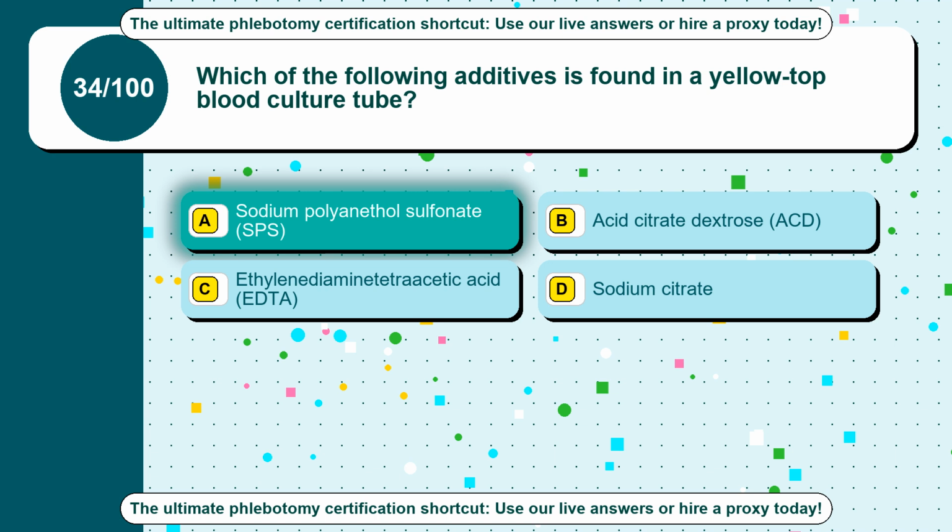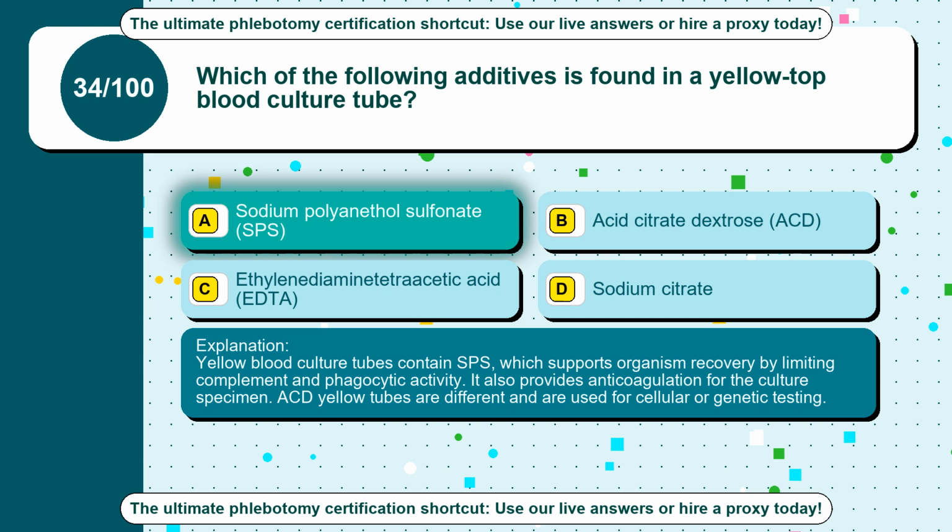Sodium polyanethole sulfonate, SPS. Yellow blood culture tubes contain SPS, which supports organism recovery by limiting complement and phagocytic activity. It also provides anticoagulation for the culture specimen. ACD yellow tubes are different and are used for cellular or genetic testing.